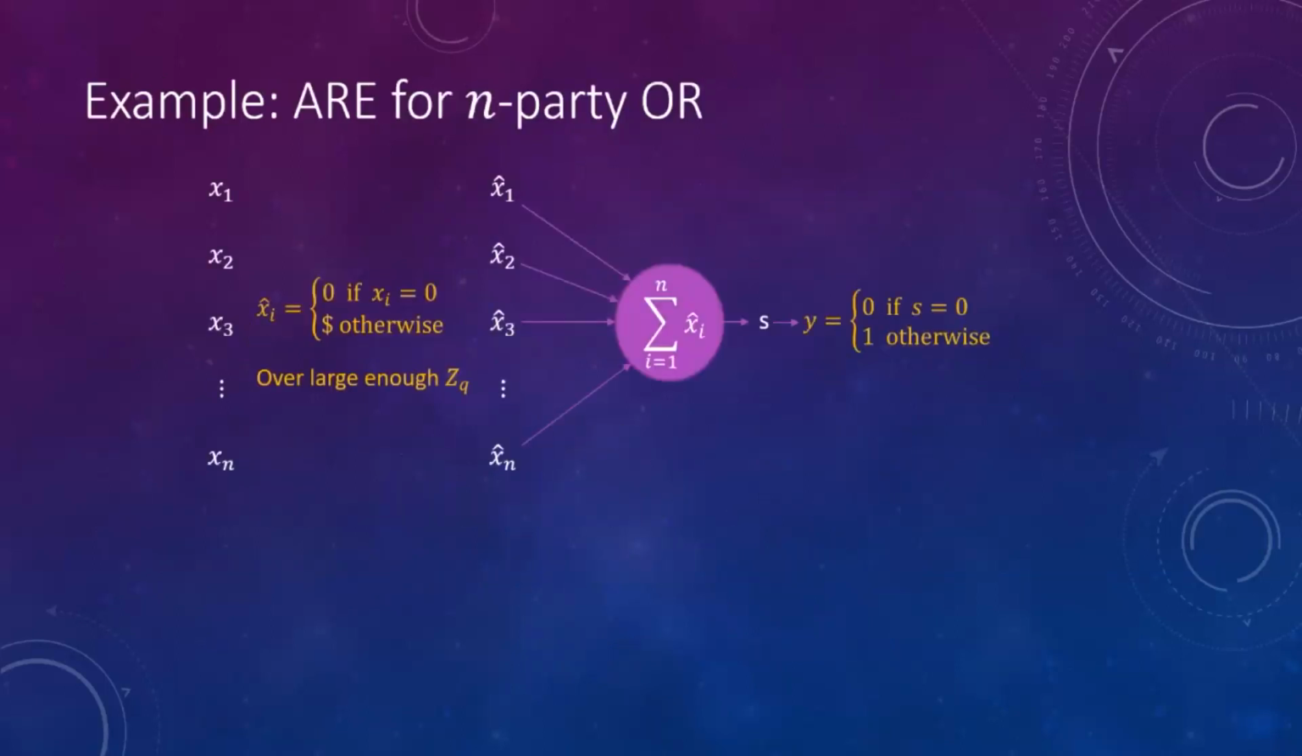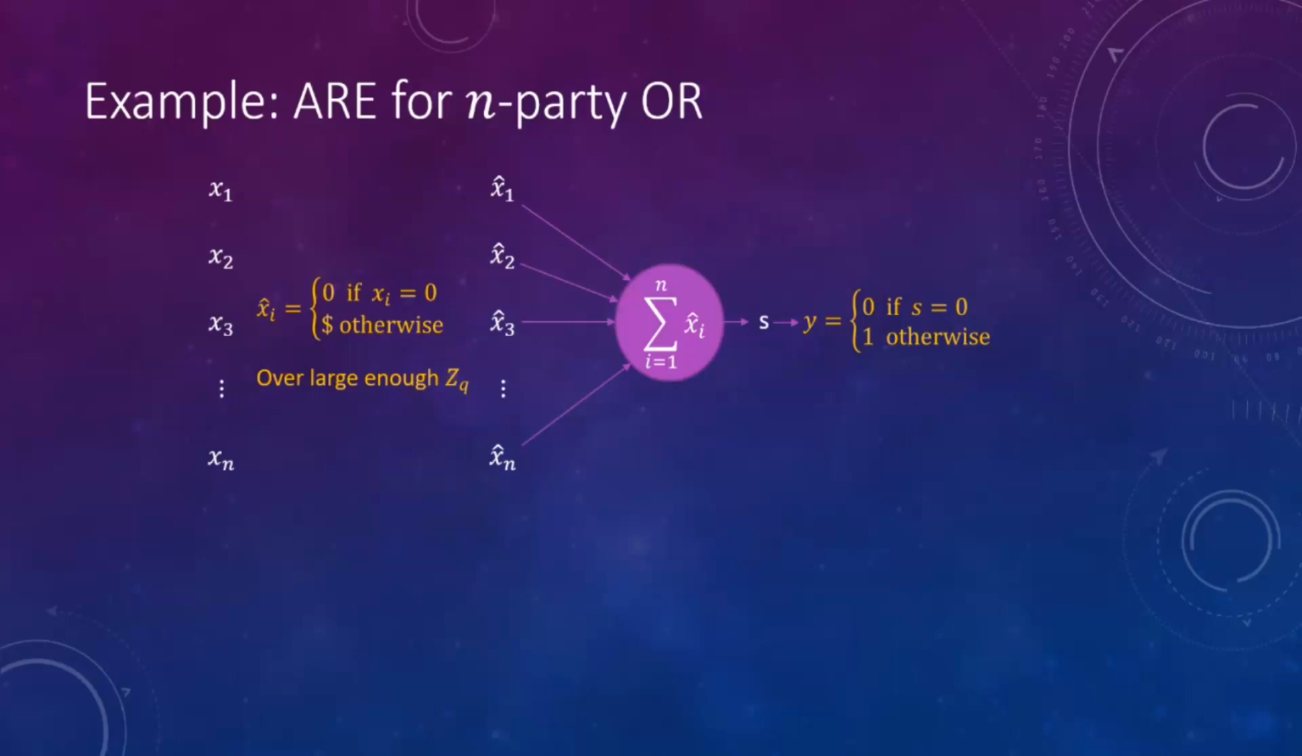So just to demonstrate how that thing works, let's think of the OR function. N parties, each one with a single bit of input. What you want is to compute the OR function: 0 if all of them are zeros, 1 otherwise. So here's an additively randomized encoding scheme for the OR function. You work over some large enough Z_q.